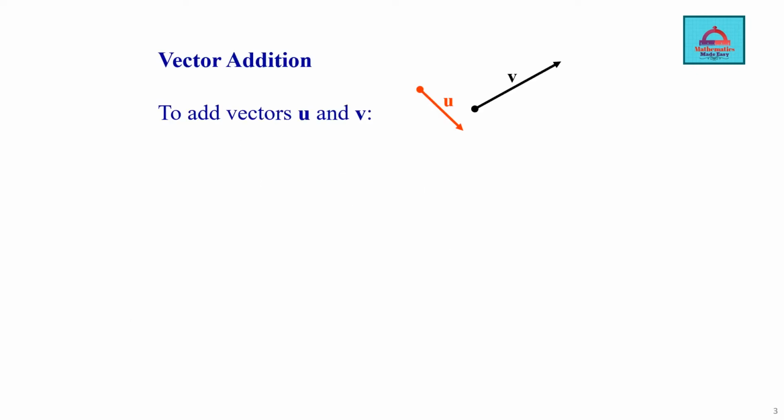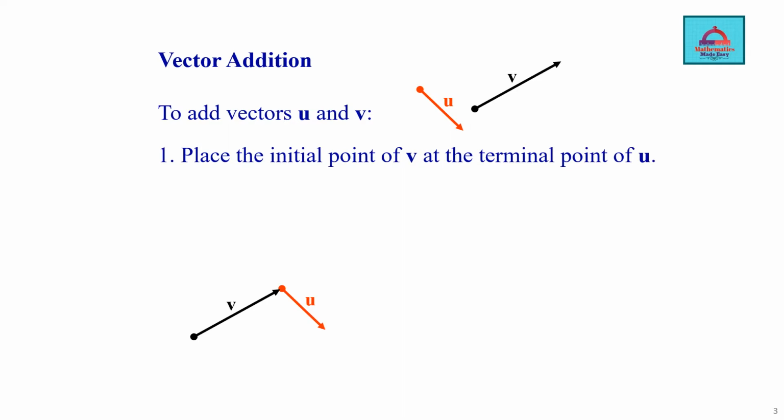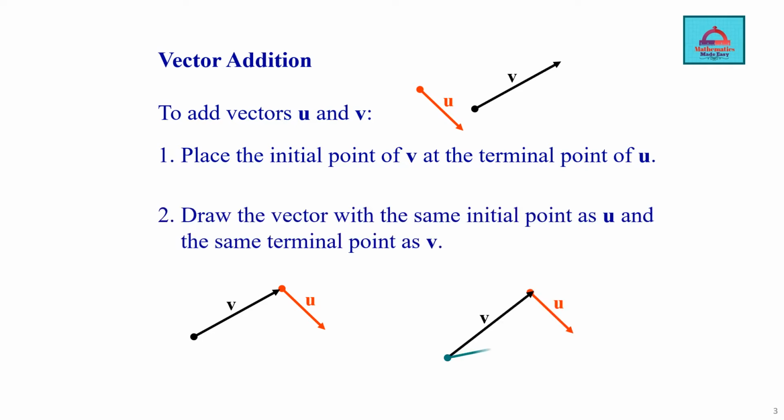So let's recall vector addition. If you have two vectors like this, vector u and vector v given to you, and you want to add them both, then you first place the initial point of the first vector. For example, I'm taking vector v at the terminal point of the vector u. So you put them in this way, and then you draw the vector with the same initial point as u. So you start from the tail of v and you join the top of u. So u plus v, this is triangular law of addition that we've used to find the resultant u plus v.